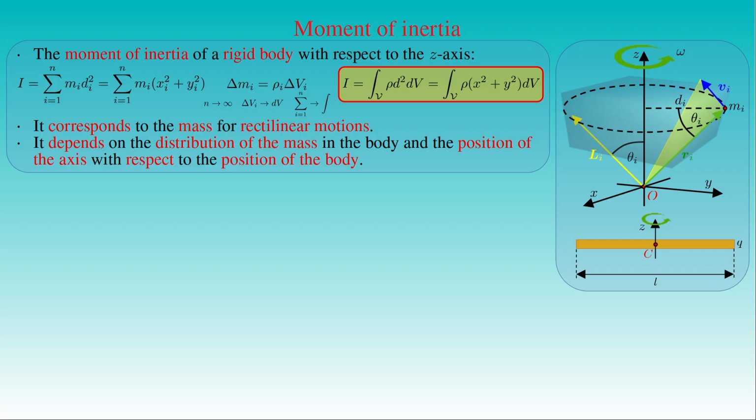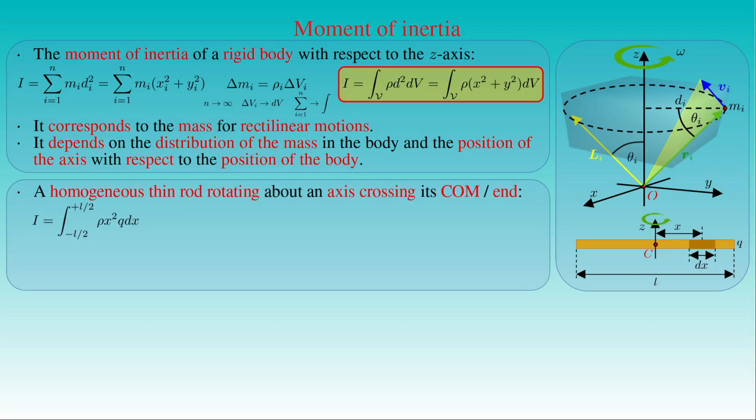Because the volume element dV of the rod can be written as the product of the cross-sectional area Q of the rod and the infinitesimal length dx measured along the rod, the moment of inertia I of the rod with respect to the axis passing through its center of mass is given by the integral of the density ρ of the rod, times the square of the distance x from the center of mass C, times the cross-sectional area Q with respect to the distance x from minus the length L over 2 to plus the length L over 2.